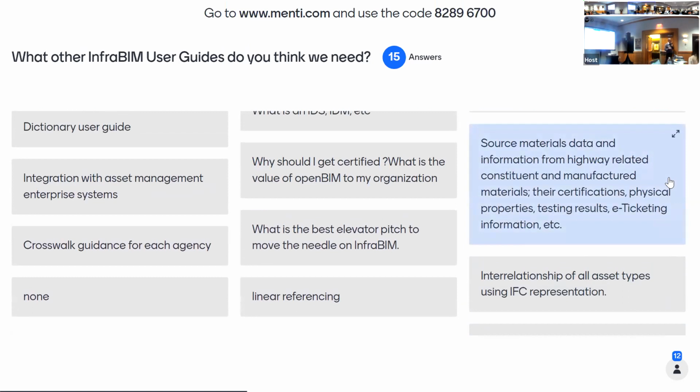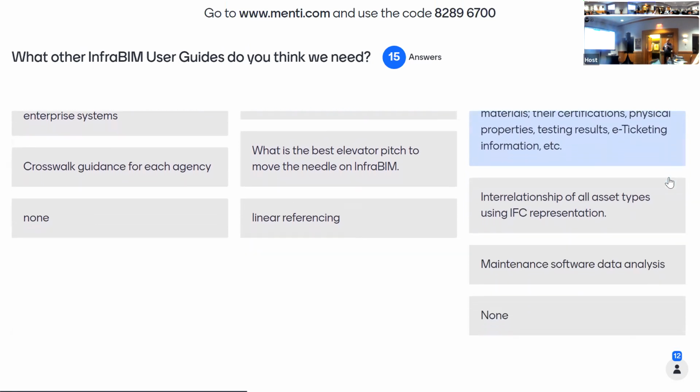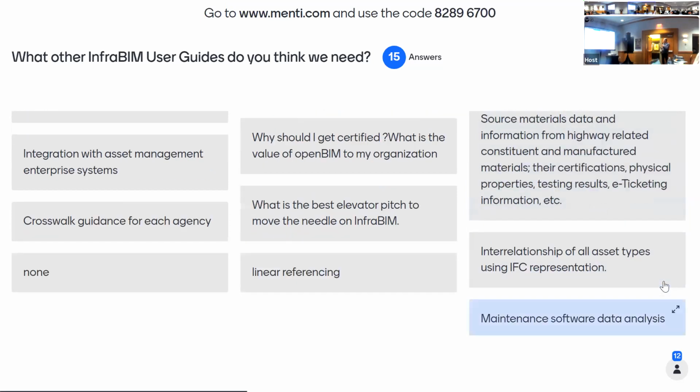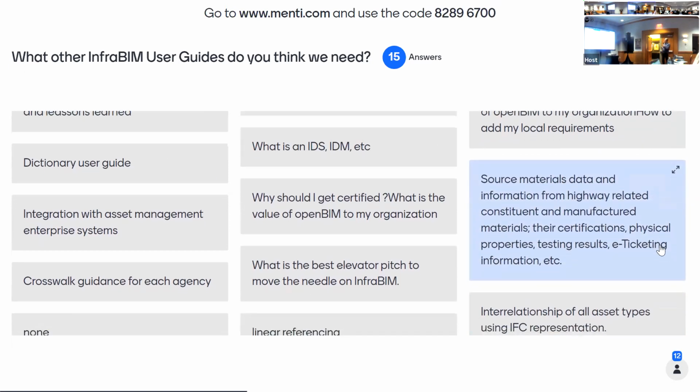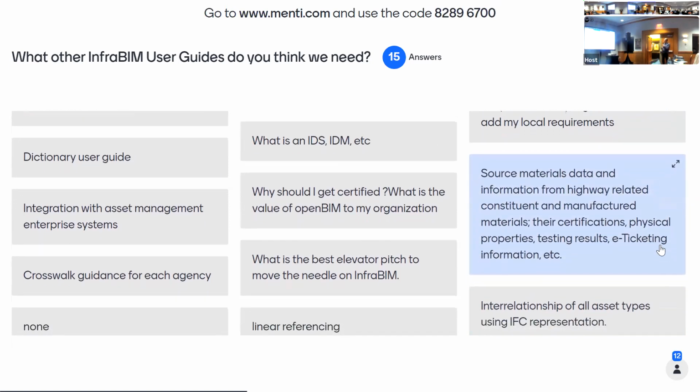Probably fairly elaborate. But yeah, okay, I can understand it. So, interrelationship of all asset types using IFC representation. Hold on, Jim, maybe it was online, so I don't know, Jeff, was that a question that someone asked online? Or a comment that was put up by somebody online? No, okay.